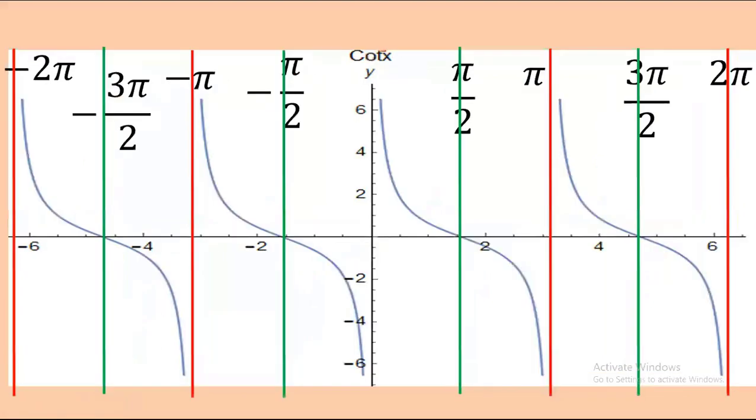Now we'll see cot x. For cot x, this function is not continuous. This graph is not continuous.